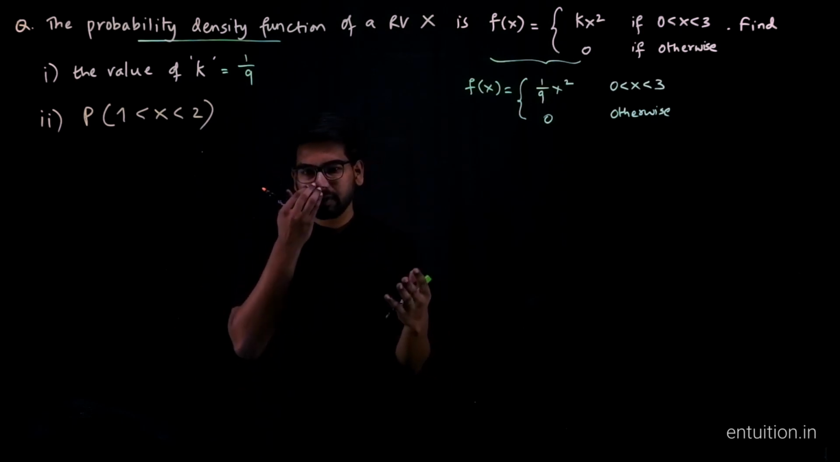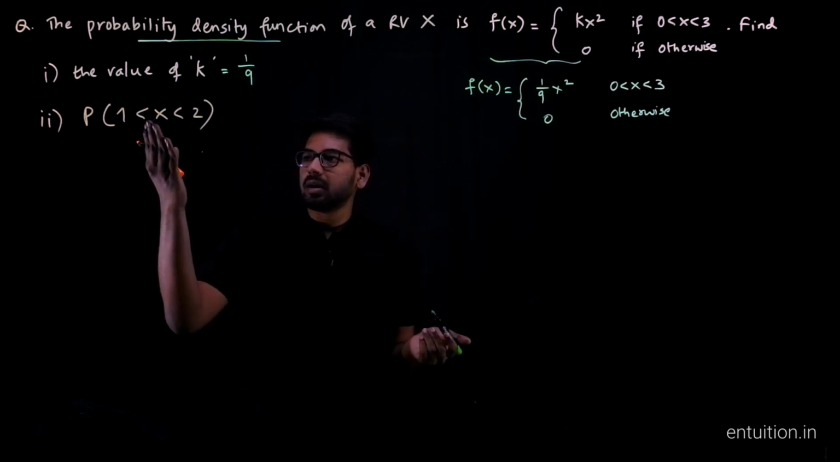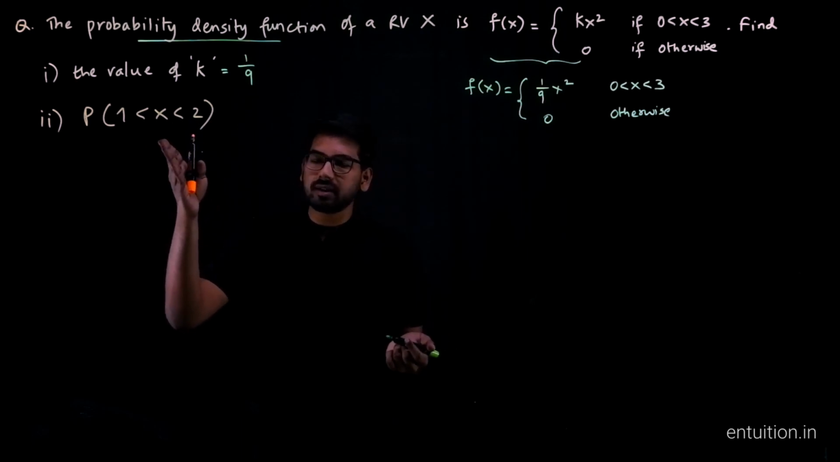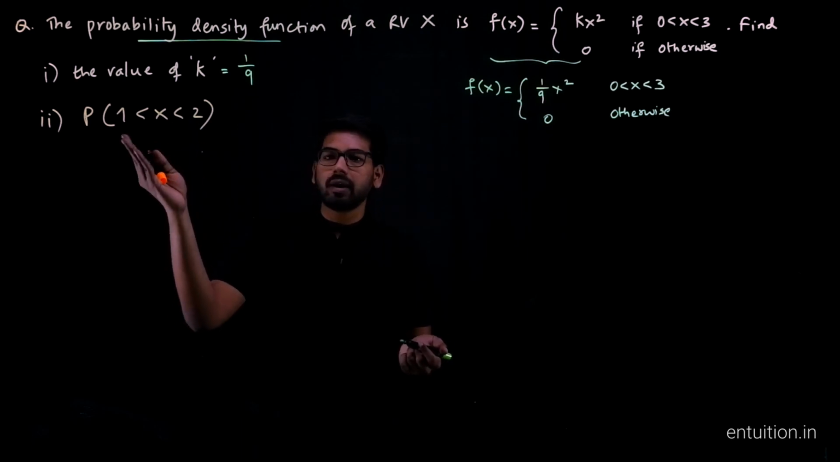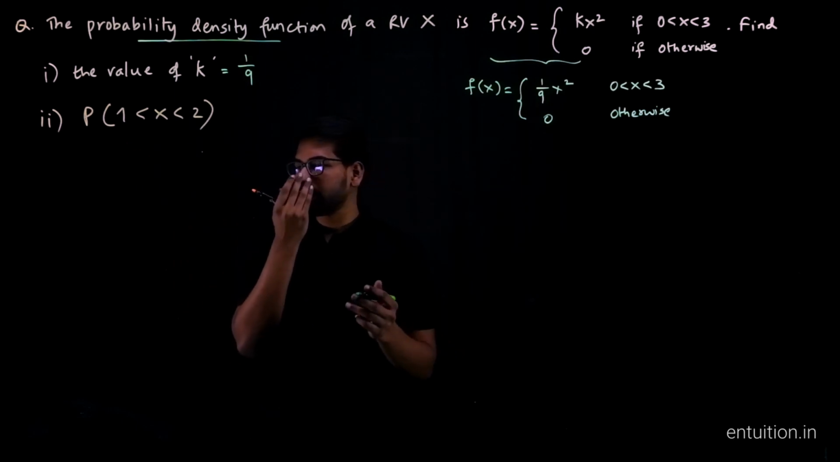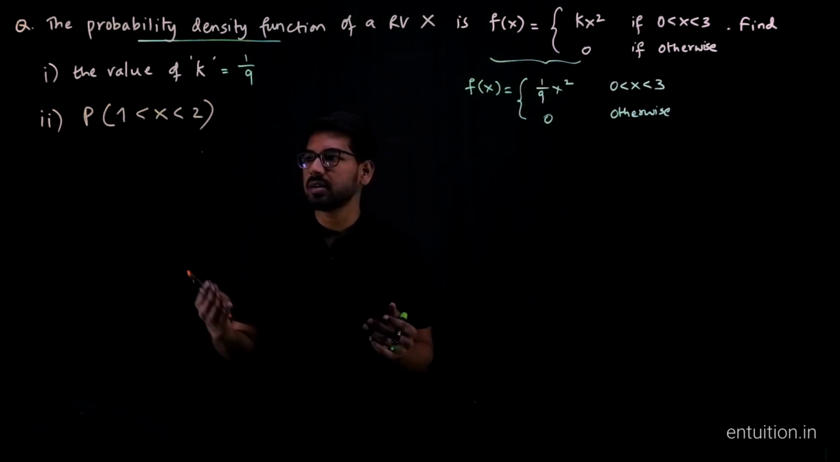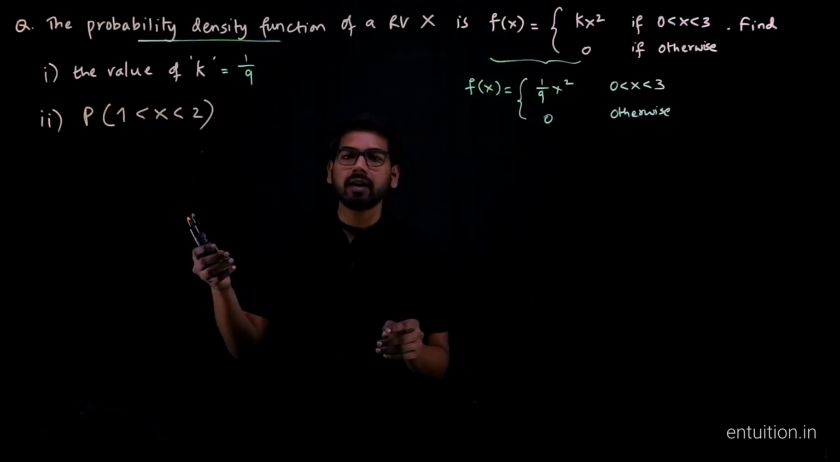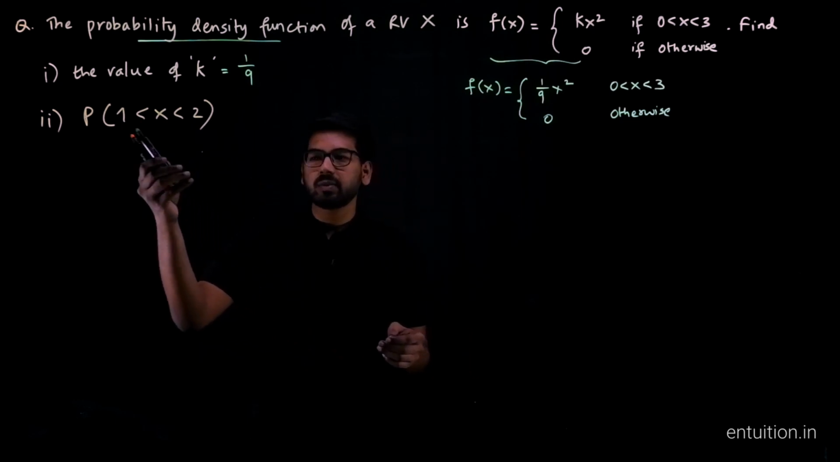Okay, so in the case of a continuous distribution, it doesn't matter if you have a less than or equal to sign or only a less than sign. We have to do the same procedure. The probability will not change if you have a less than or equal to sign. Okay, so how do you find the probability of x between 1 and 2?